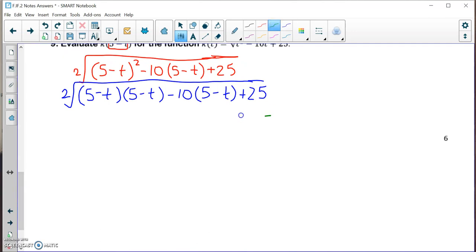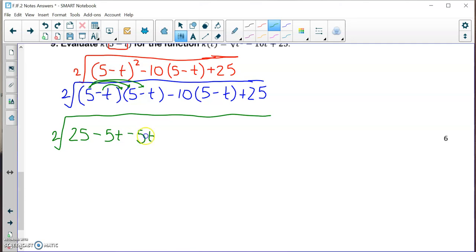First step, we are going to FOIL within my square root. So a 5 times a 5 is a 25. A 5 times a minus t is a minus 5t. A negative t times a 5 is another minus 5t, and a negative t times a negative t turns into a plus t squared. Distributing this negative 10 in, a negative 10 times a 5 gives us a minus 50, and a negative 10 times a minus t gives us a plus 10t. And then I have this plus 25.